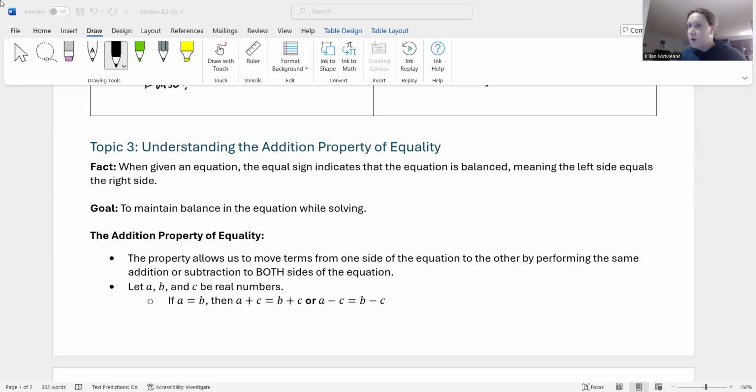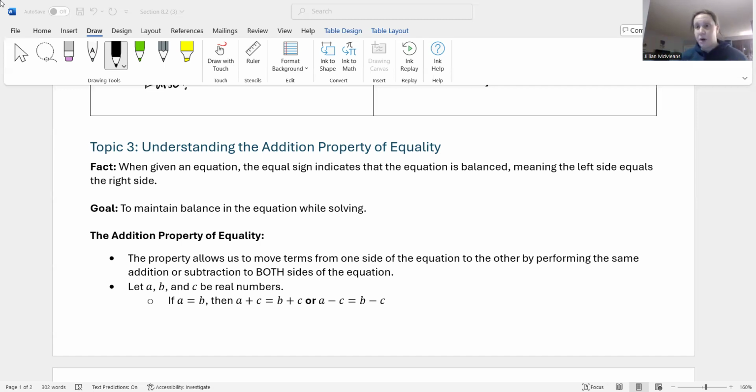First of all, we have not a definition, but a fact, okay? When given an equation, the equal sign indicates that the equation is balanced, meaning the left side equals the right side. We talked about this in the previous example. You have to always maintain balance, okay? That's our goal here, to maintain balance in the equation while solving. While we're taking those steps to isolate the variable, whatever we do to one side, we must do the same thing to the other side. We have to maintain that balance. That's super, super important, okay?